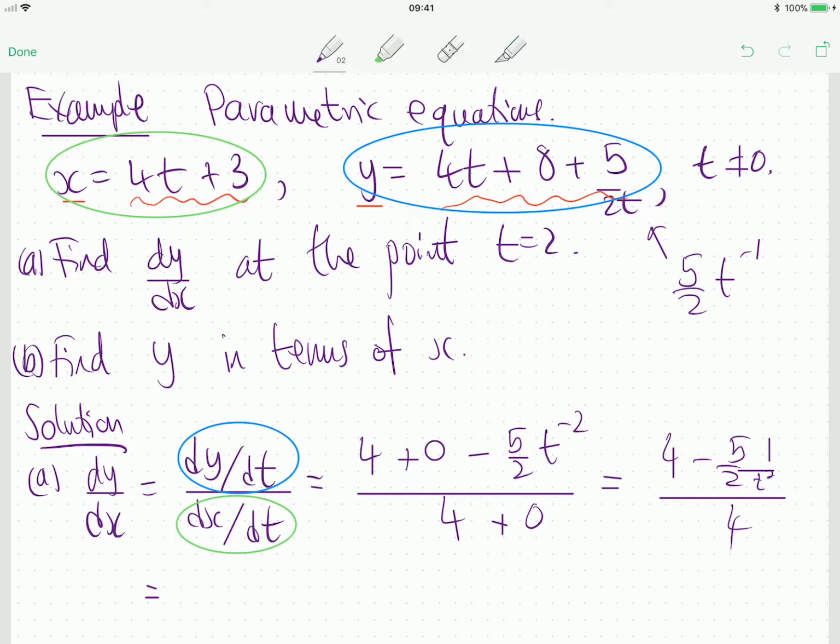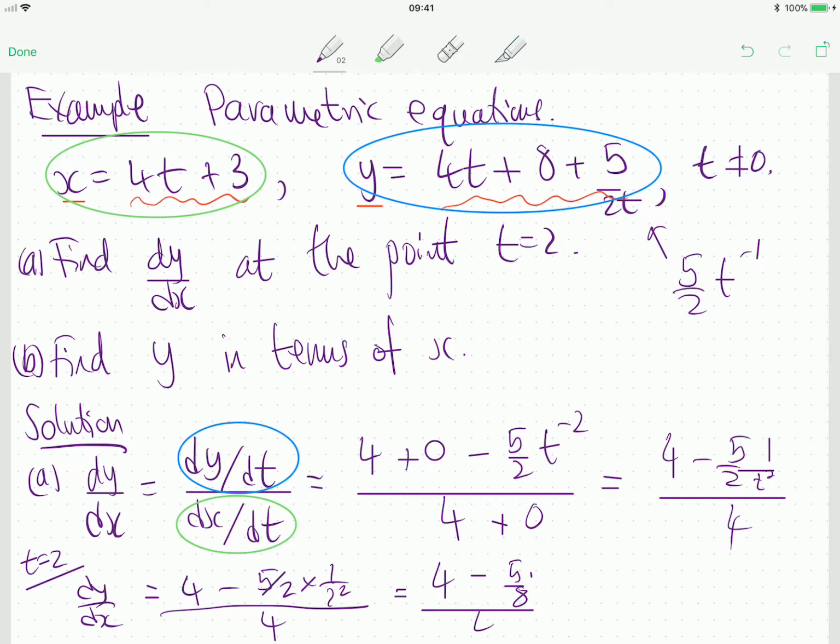Let's just say t equals 2, so dy/dx is, substitute in, 4 take away 5 over 2 times 1 over 2 squared, all divided by 4. We need a calculator for this one, but I think we can just about manage. 4 take away 5/8, all divided by 4. A little bit of playing around: put an 8 on the bottom, and multiply it all by a quarter. We get 27 over 32. If you're not convinced by that, just pop it in the calculator.